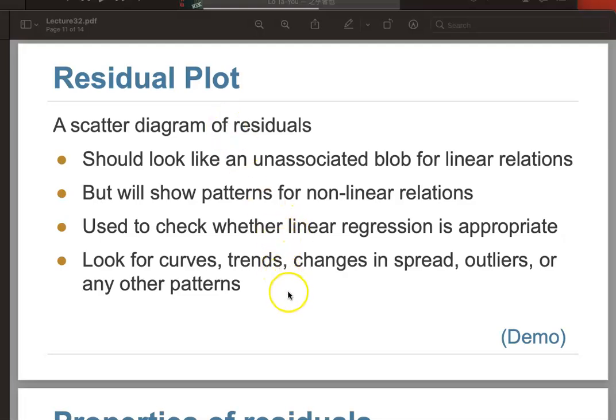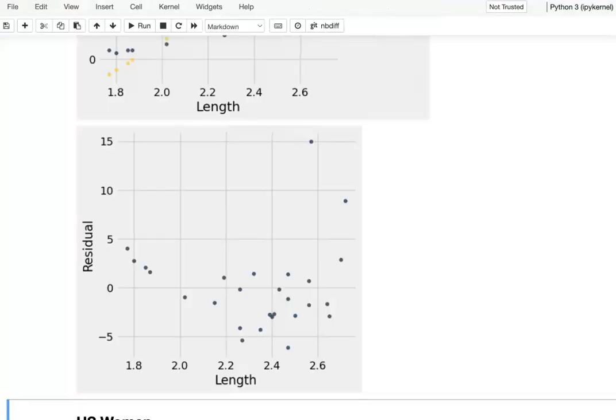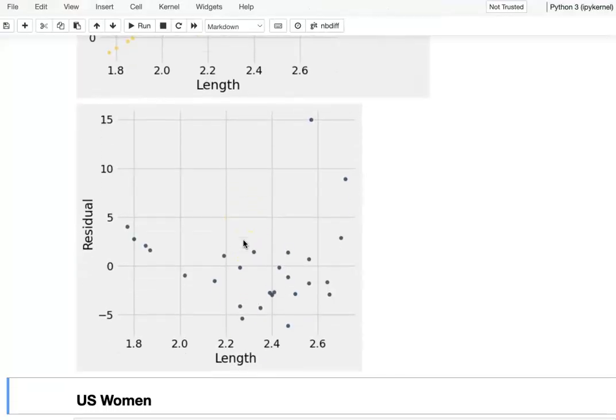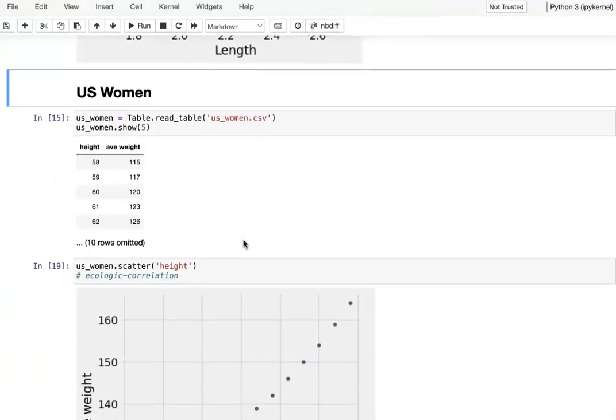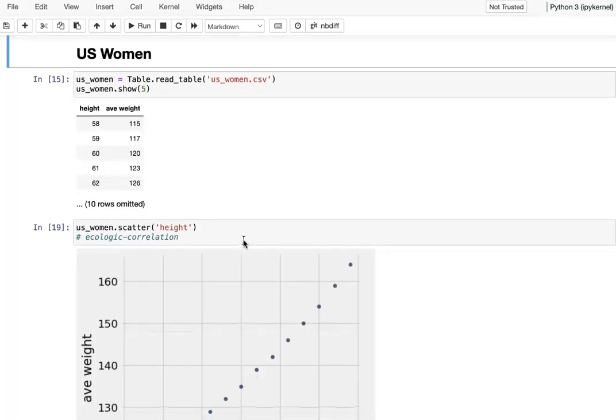Continuing from our previous lecture, we talked about the residual plot. Let's see one more example, then we will have some summary. Okay, so we continue to see one more example. This example is about US women.